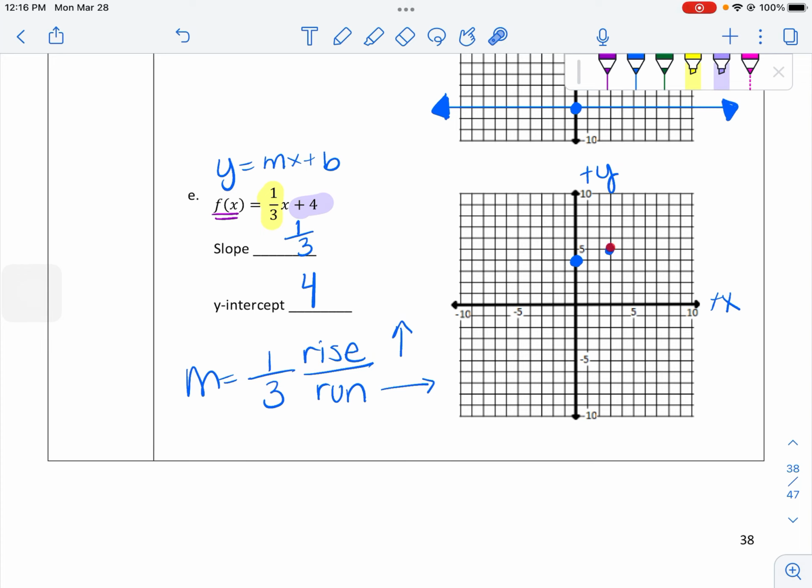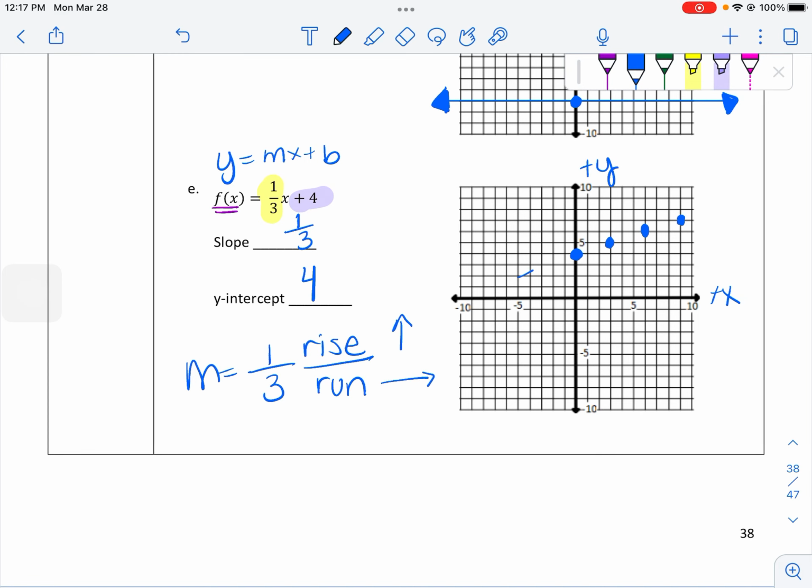And then I'm going to do that again. Rise of 1, run of 3. And then rise of 1, run of 3, up 1 over 3. And so this line is less steep than the other lines I've had so far. So I'm going to draw this, and it will go on infinitely in both directions again.